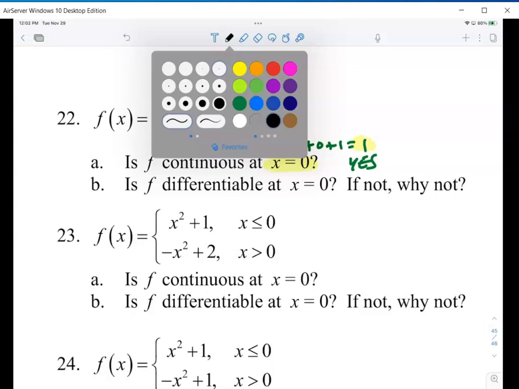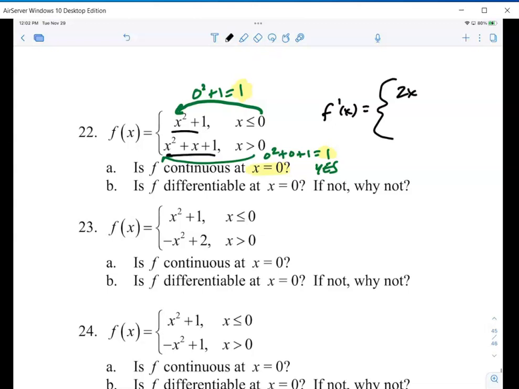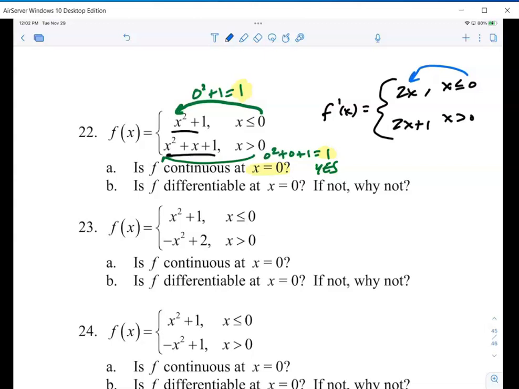Now, we're going to take the derivative. So we're going to say, okay, the derivative of x squared plus 1 is 2x. The derivative of x squared plus x plus 1 is 2x plus 1. And this is when x is less than or equal to 0 and greater than 0. And we're going to plug it in again. Okay, and we're going to say, well, 2 times 0 is 0. 2 times 0 is 0, plus 1 is 1. These do not match up. So is it continuous? Yes. Is it differentiable? No, because the derivative has a jump in it. Okay, the derivative has a jump.